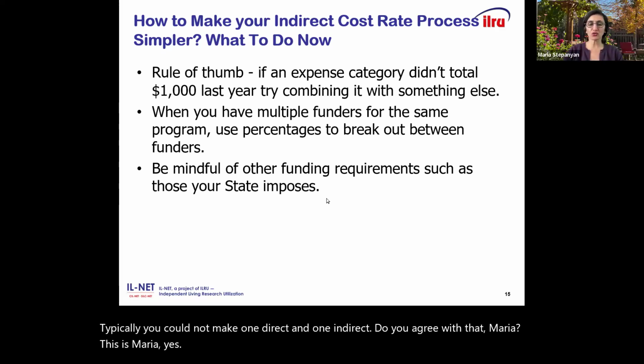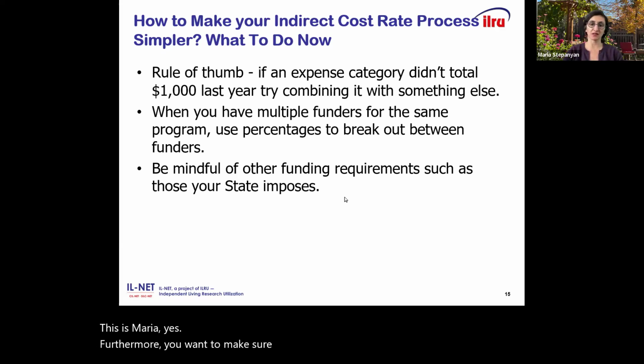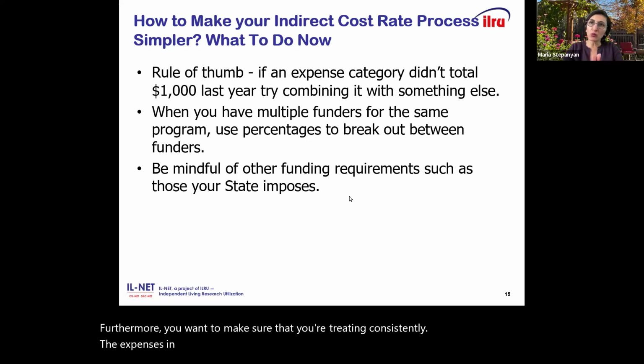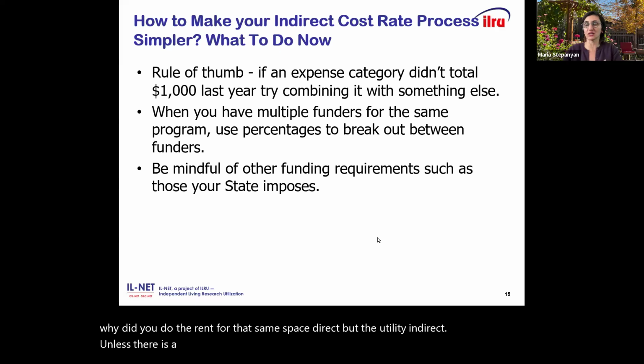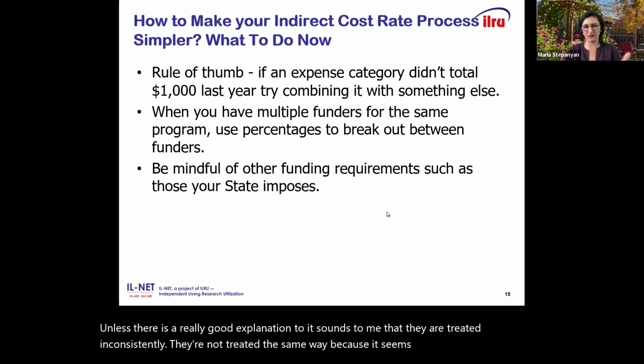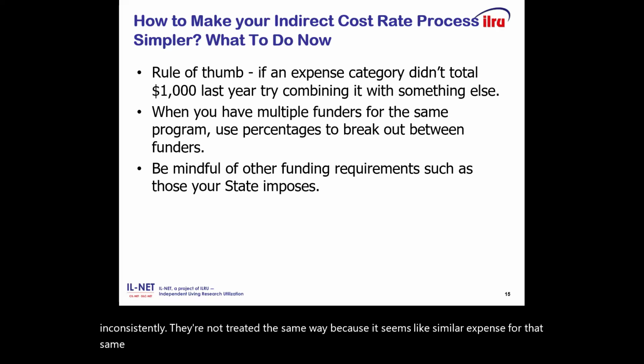Furthermore, you want to make sure that you're treating the expenses consistently. In other words, you have one way of treating it. So you would need to explain why you did the rent for that same space direct, but the utility indirect. Unless there is a really good explanation, it sounds like they're treated inconsistently. They're not treated the same way, because it seems like a similar expense for that same space. Right, and you don't want to change back and forth between what you do.